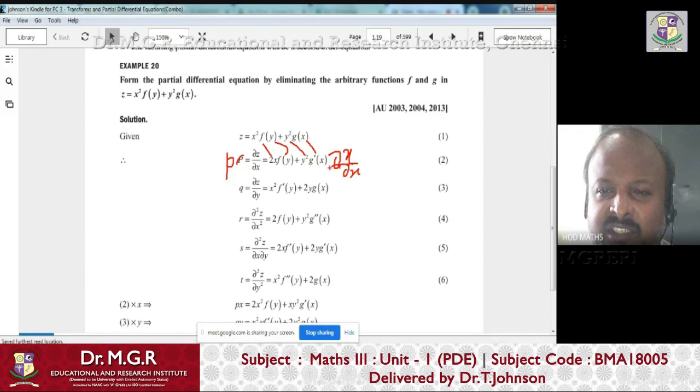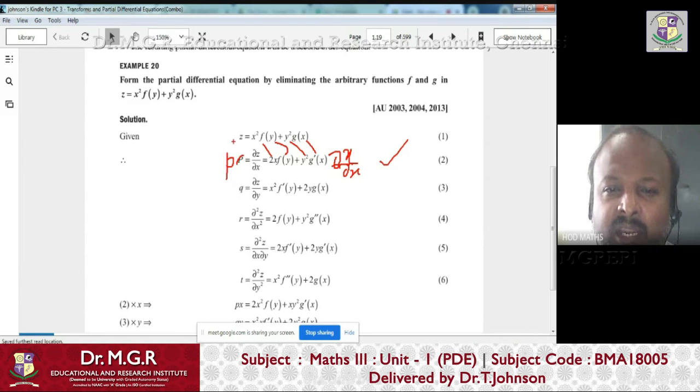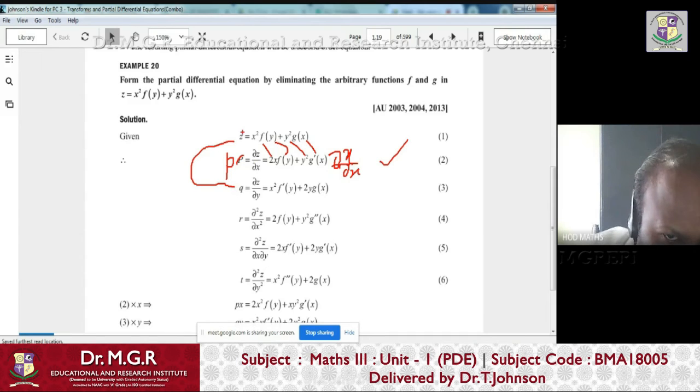So it is 1, so g dash of x into 1, g dash of x. This is okay. Now again, we have to differentiate the same thing with respect to y. In that case, what happened? P becomes Q. That is the only change. X square is something like a constant, so it is as it is.